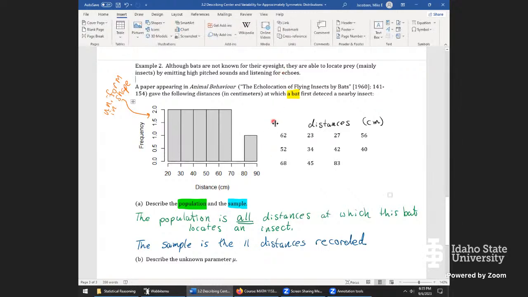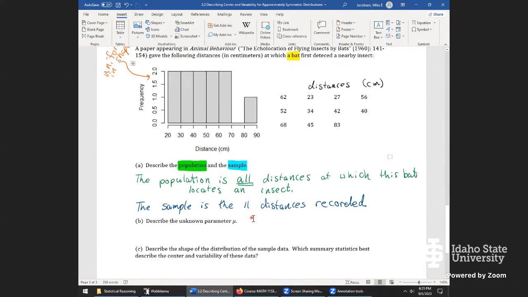Honestly, I think this problem is a little bit more tricky than normal, getting population and sample, only because of the way you might read this problem. For example, when I read through this problem, I assumed there were 11 bats, and these were just the distances they had to obtain to detect the insect. But no, it seems that they're talking about just one bat used more than one time, 11 times altogether. But now that we have that, we can get to the next most interesting part of this context.